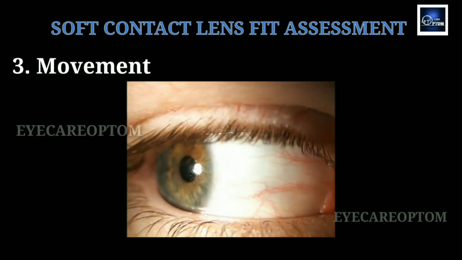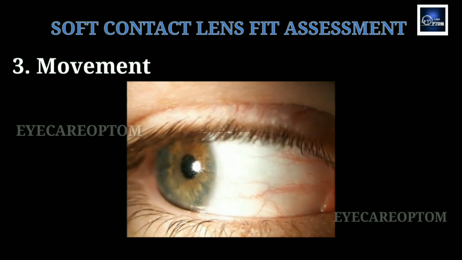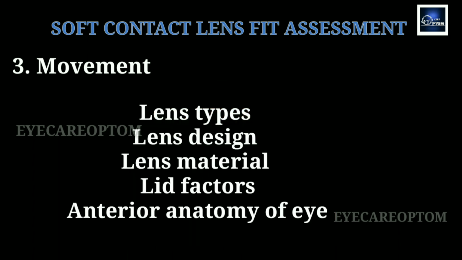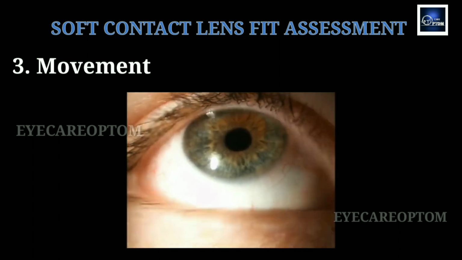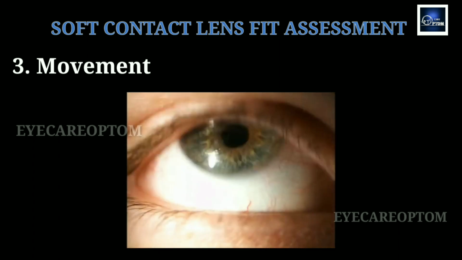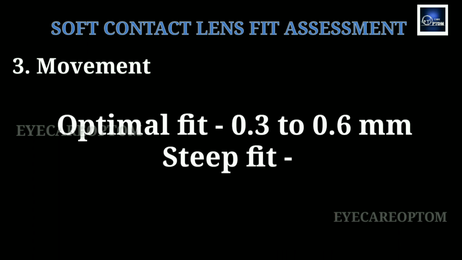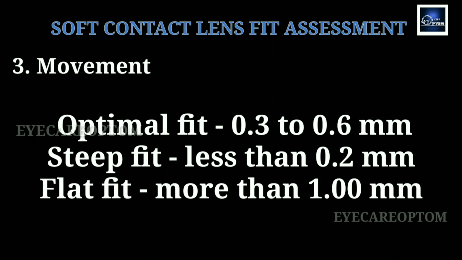Third one is movement. Movements are very important in tear exchange. It depends on lens type, design, material, lid factors and anterior anatomy of the eye. We usually see the movements vertically. In optimal fit, you will see 0.3 to 0.6 mm movement. In stiff fit, less than 0.2 mm. In flat fit, more than 1 mm.